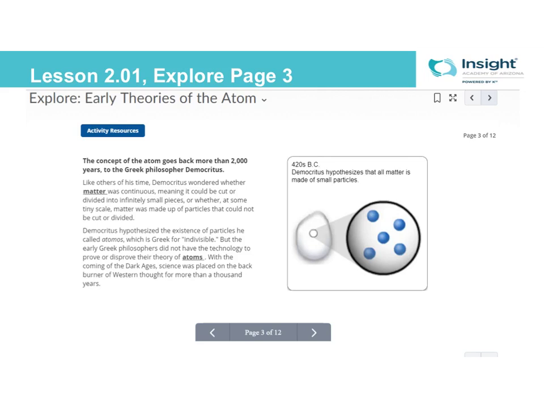Democritus. Like others of his time, Democritus wondered whether matter was continuous, meaning it could be cut or divided into infinitely small pieces, or whether at some tiny scale matter was made up of particles that could no longer be cut or divided. Democritus hypothesized that the existence of particles he called atomos, which in Greek means indivisible, but the early Greek philosophers did not have the technology to prove or disprove their theory of the atoms. With the coming of the Dark Ages, science was placed on the back burner in Western thought for more than 1,000 years.